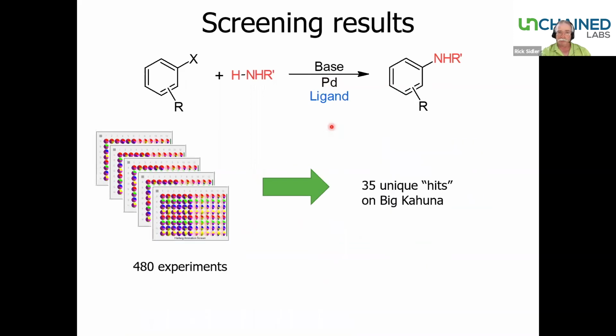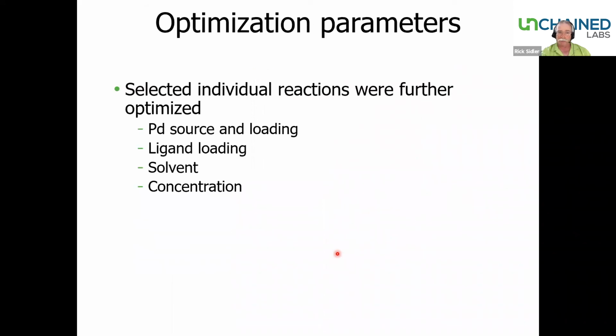The researchers executed these 480 experiments using a Big Kahuna system, and they identified 35 unique hits from those. The bar was really pretty low. A hit here was identified as anything where they could see product produced by GC mass spec. Then selected reactions were further optimized, looking at different palladium sources and loadings, different ligand loadings, and variations in solvent and reaction concentration as well.